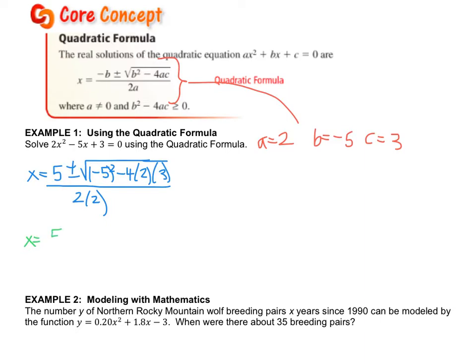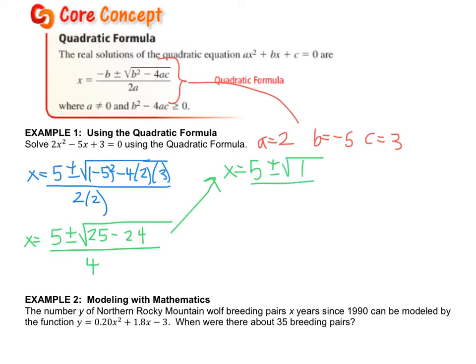The first thing that I'm going to do is what's underneath the radical, the grouping symbol. And be careful, negative 5 squared is positive 25. 4 times 2 times 3 is 24. All divided by 4. I did a couple of simplification steps in one. Now I'm going to go up here to my second step, which is to keep simplifying. I'm going to get x equals 5 plus or minus the square root of 1, all divided by 4. The square root of 1 is obviously 1.